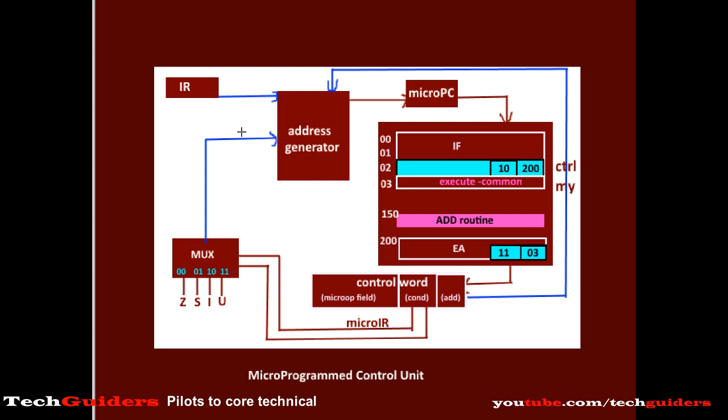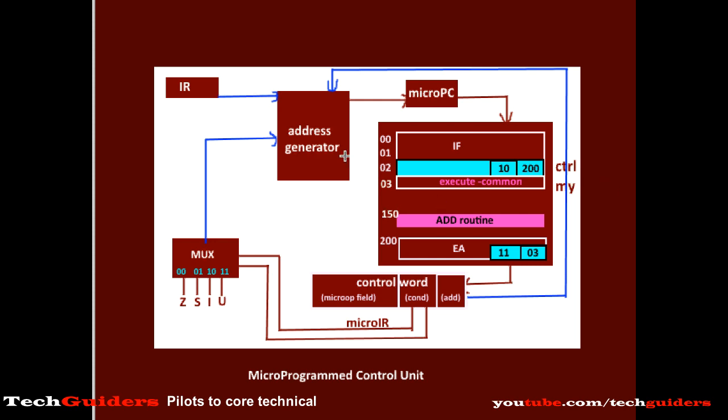If it is an add opcode, then this add routine has to be executed, or sometimes an AND routine may have to be executed, which may be at some other location. So the decision of the address based on the opcode is made using some methods, for example mapping. Mapping is one method used in which the opcode is mapped to the control memory address.